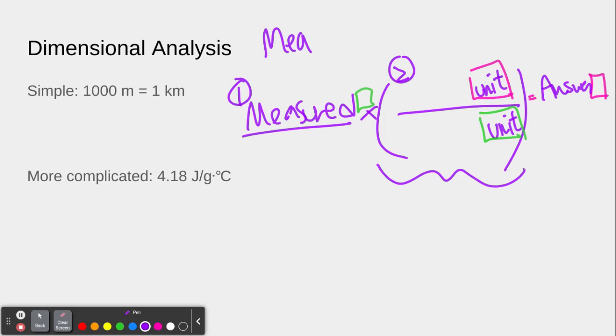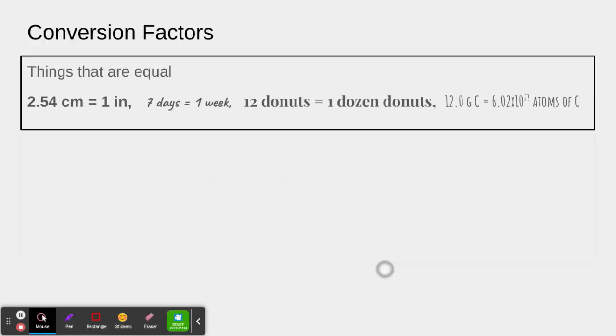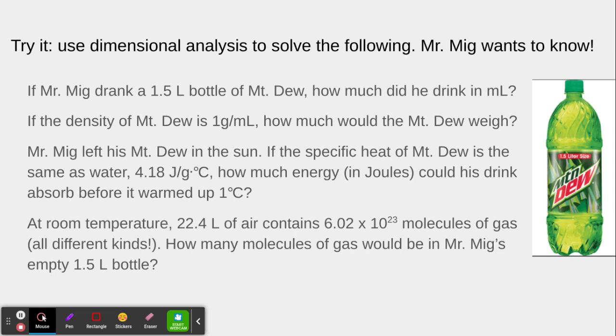Also, when you're done, I have some practice problems I want you to try. I'm going to clear the screen and show you my practice problems. Okay, your practice problem has to do with Mountain Dew. There's a whole bunch of things you can convert using dimensional analysis about Mr. Mig's Mountain Dew bottle. Okay, so when you're done, I'll have this up on the board, but I want your answer first. Any questions? Why does Mr. Mig like? No, he's famous.